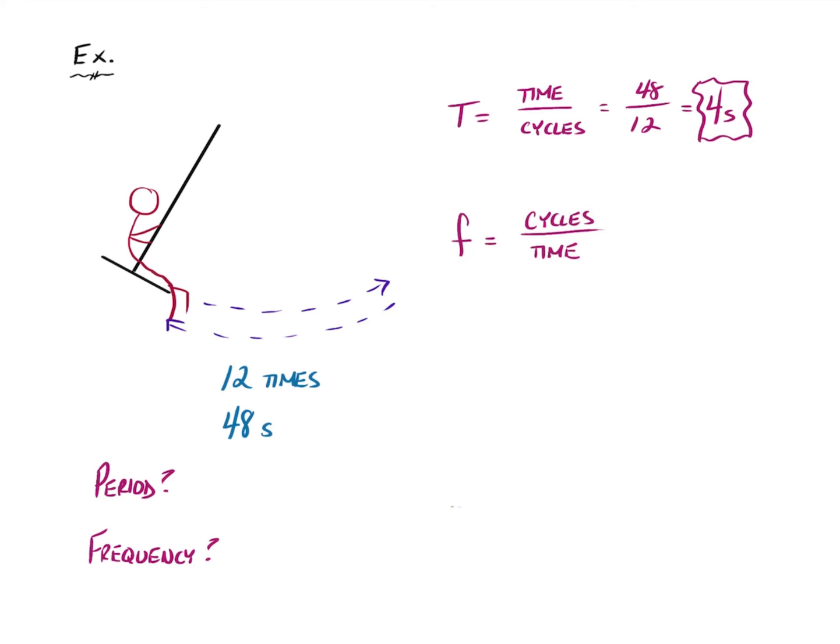If I want to find the frequency, I can do the reverse. The cycles divided by the time. So the cycles is 12 in this case. The time was 48. So we say that the frequency is a quarter, or 0.25 hertz.